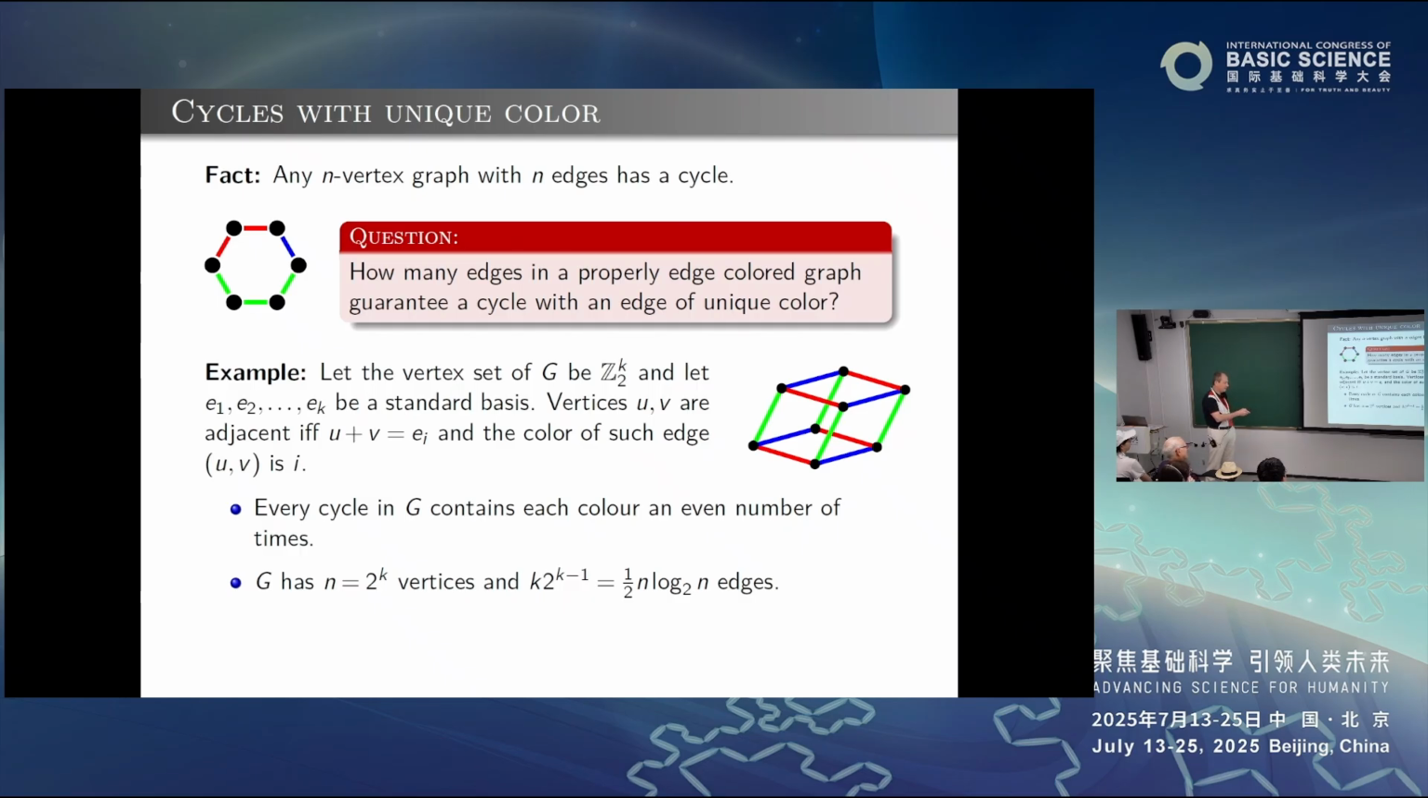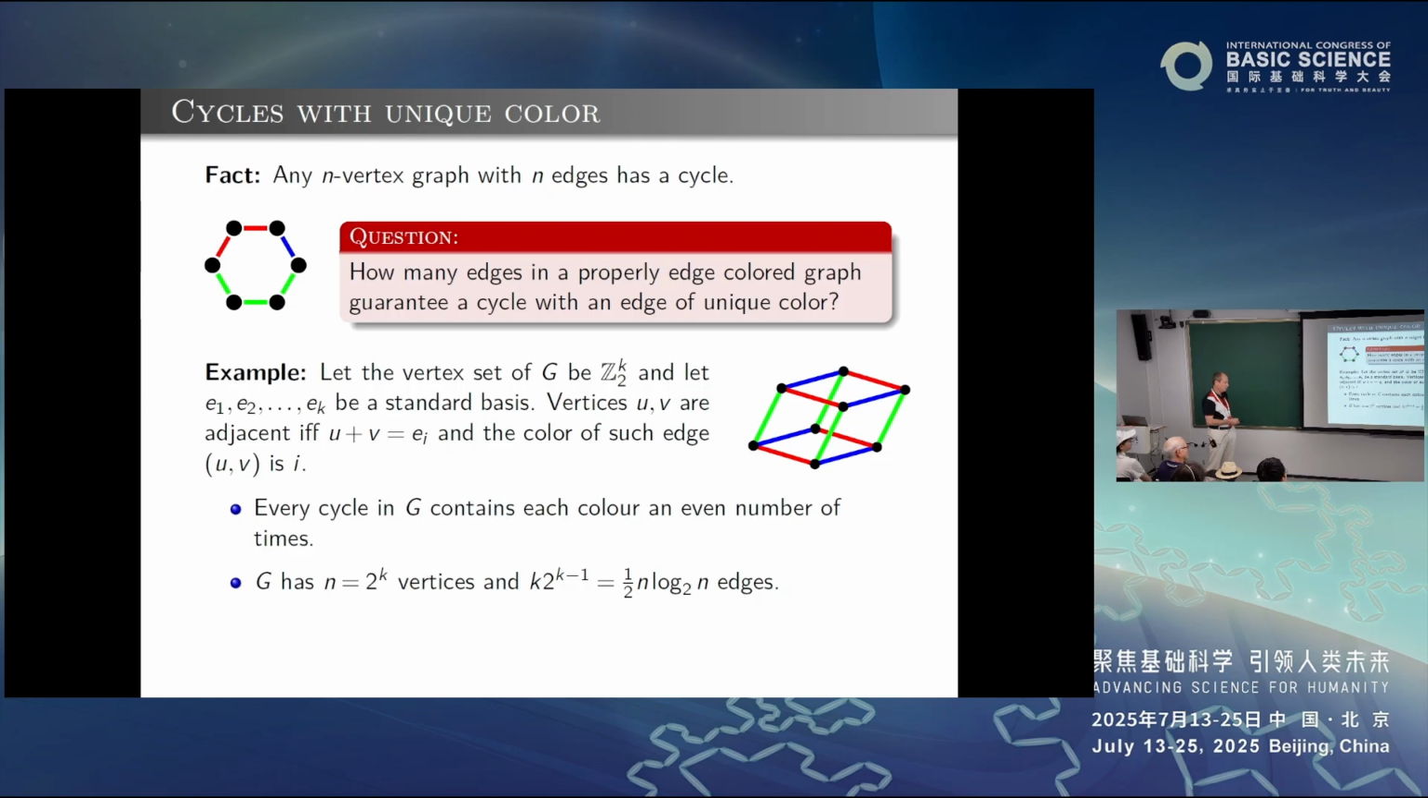Because this is a basis, there is no non-trivial linear combination which is 0 mod 2. So in order for it to be 0, every color should appear an even number of times. So there is no unique color. So indeed, this coloring does not contain a cycle with a unique color.